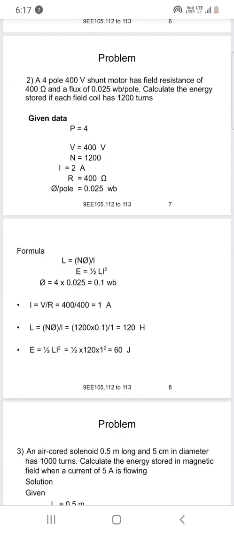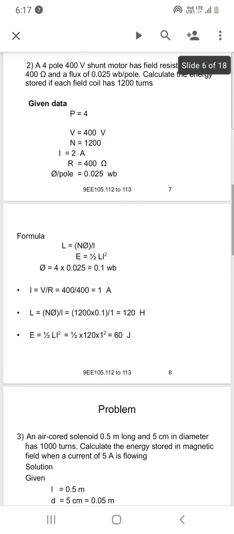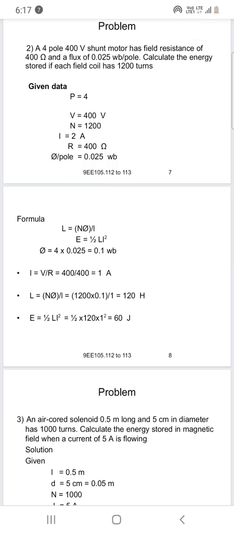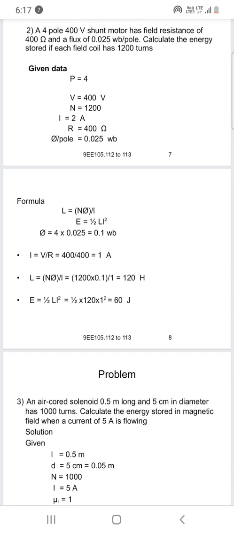So from the second problem, you have to observe the given data. The number of poles is equal to 4. Next, voltage V is equal to 400 volts. Next, the number of turns is equal to 1200. Next, the current flowing through the motor is equal to 2 amperes.